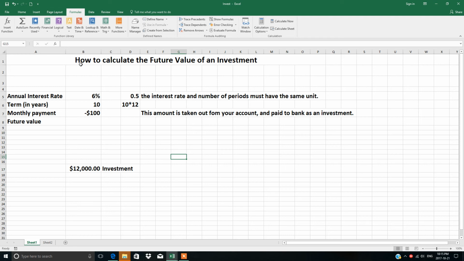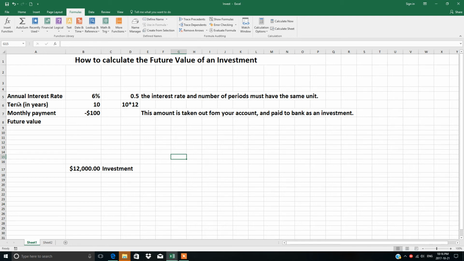In this video, I will show you how to calculate the future value of an investment. Suppose you are planning for your retirement and you plan to contribute $100 every month for the next 10 years, and the bank agrees to give you a 6% annual interest rate. So you have to calculate the future value of your investment.